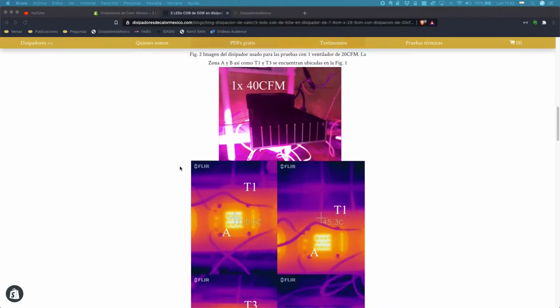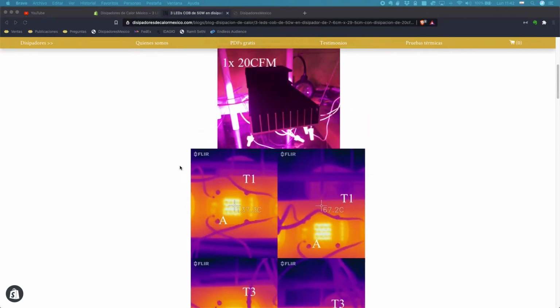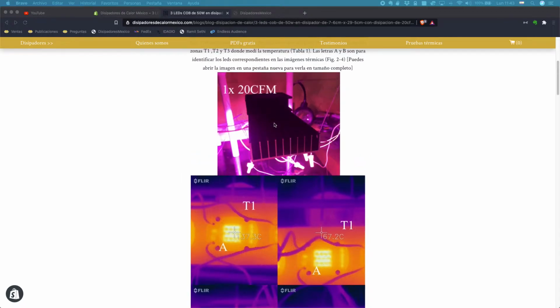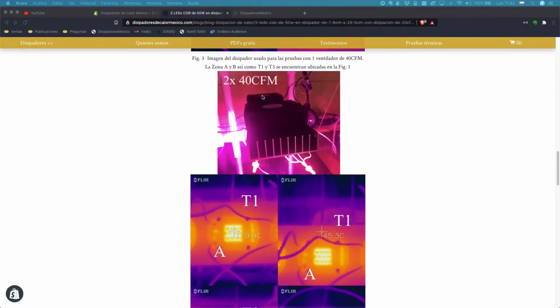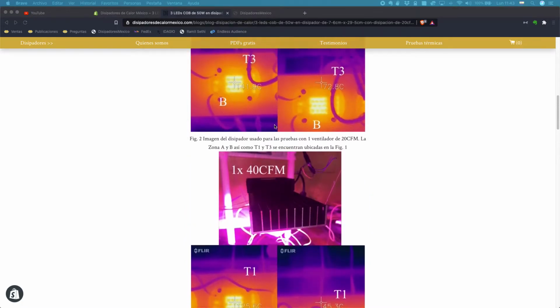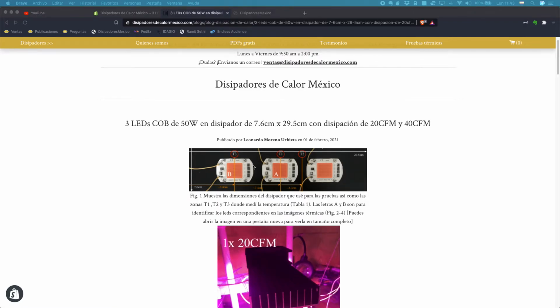These thermal images correspond to the 3 measurements that I made. The first one is using a 20 CFM fan. The second one is using a 40 CFM fan located just at the center of the heatsink. And the last one is using 2 40 CFM fans. Each fan is located just above the LEDs that are located at the edges, which is this one and this one.